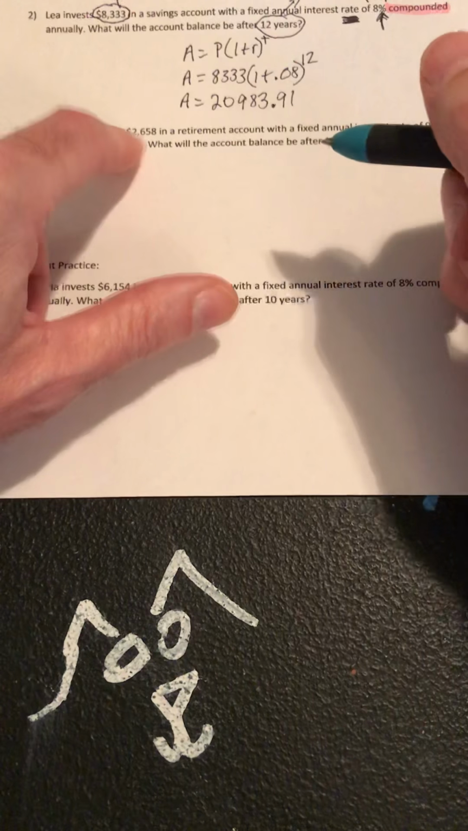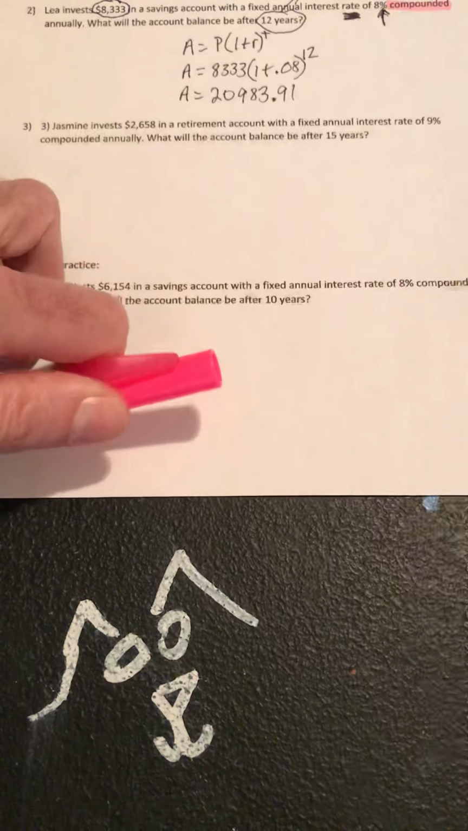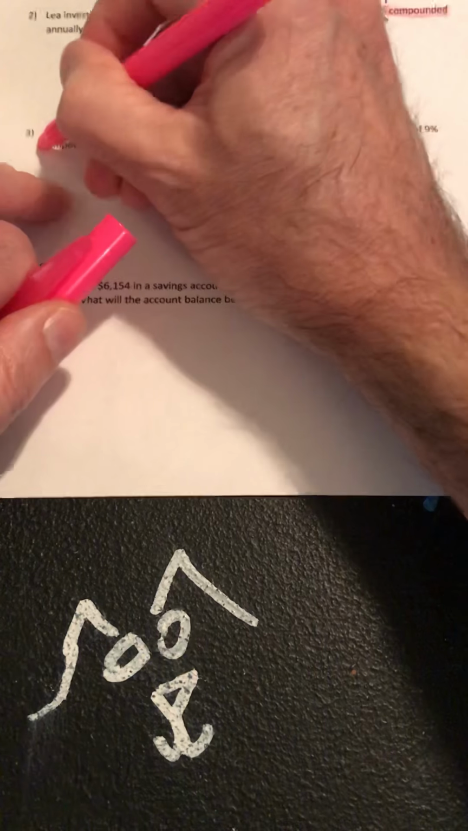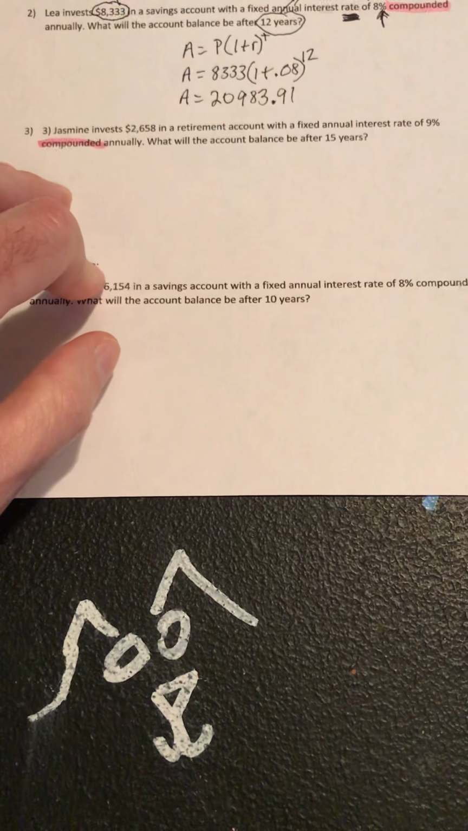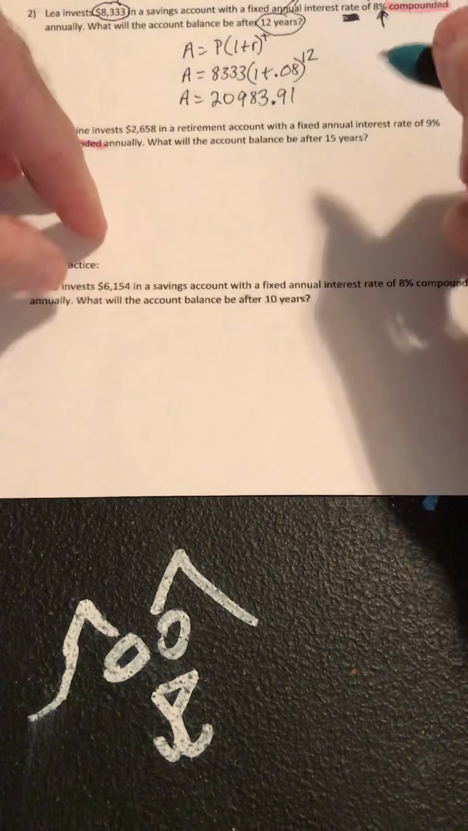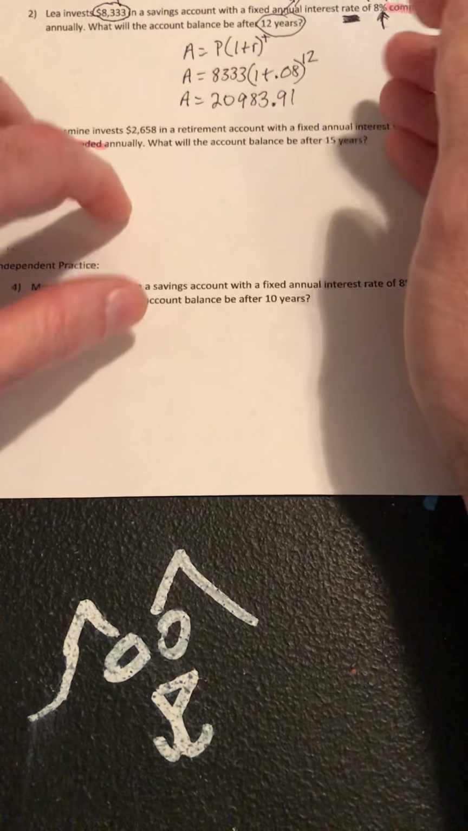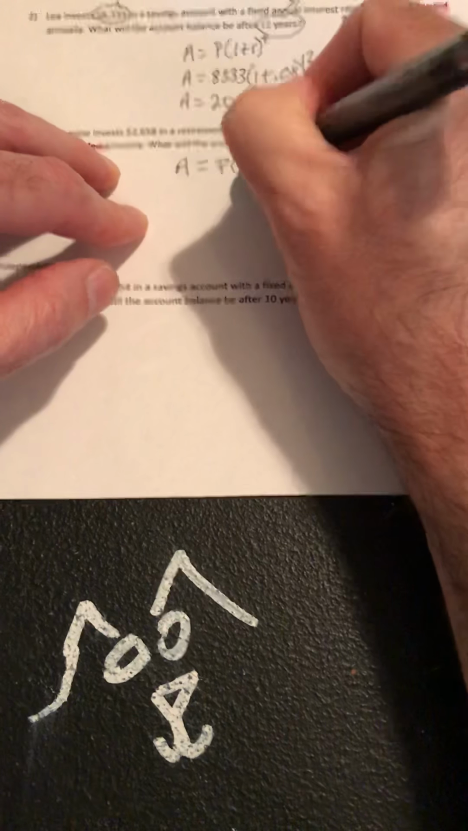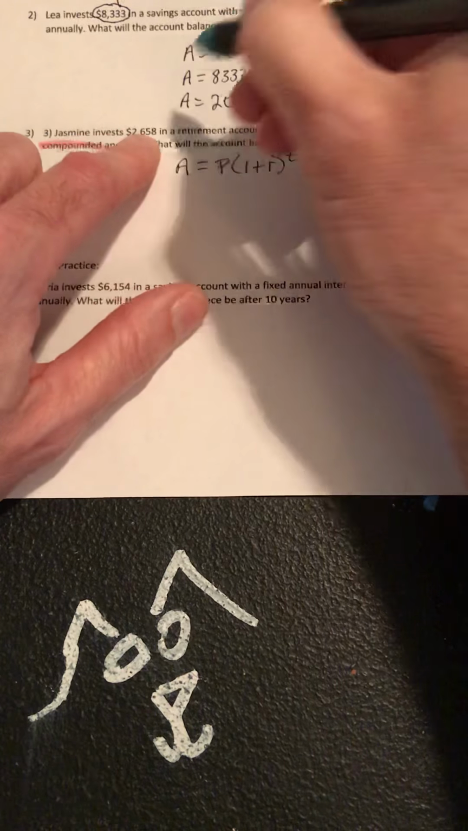Number 3, Jasmine invests $2,658 in a retirement account with a fixed annual interest rate of 9%, compounded annually. So we're going to use our compound formula. What will the account balance be after 15 years? Let's write our formula first, and then I'll have you press pause. So A equals P times 1 plus R to the T power. Let's go ahead and label these.